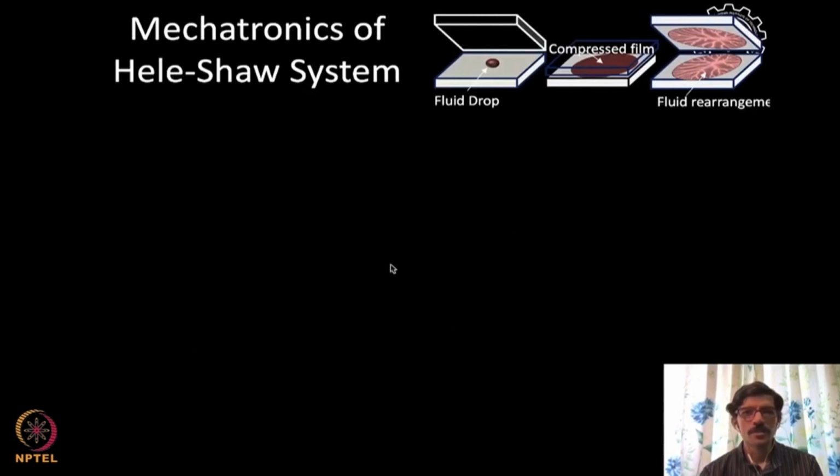So let us think about this mechatronics now. Your process is clear: you have this fluid drop, now it is getting compressed, and then you are separating the plates angularly. This angular separation of the plates happens about a fixed axis, and preferably it is at the surface of the other plate, so that the action happens really nicely.